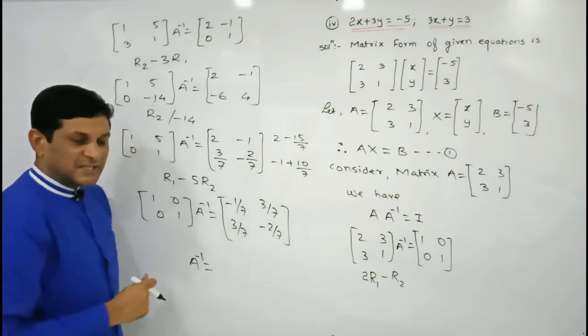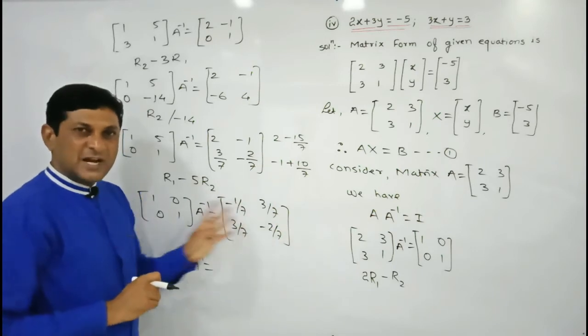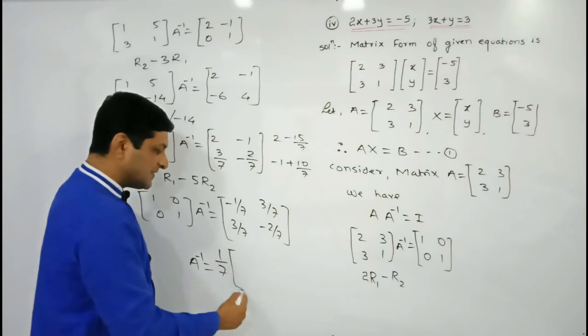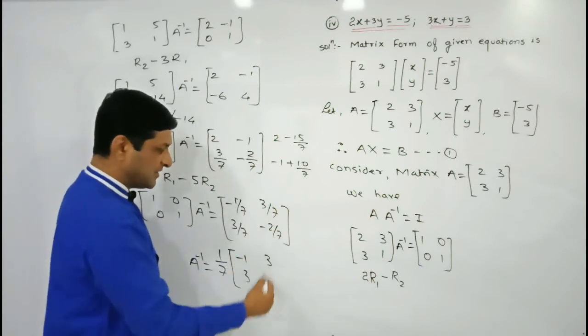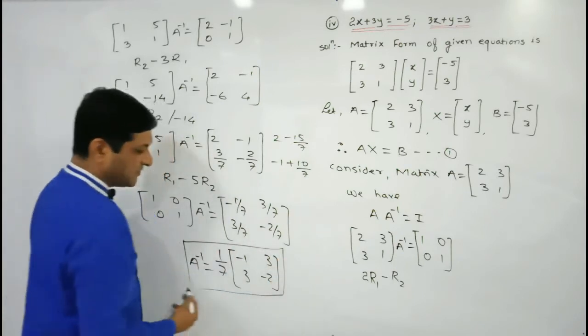We can easily observe that the denominator of every element is 7. So we are taking 1 by 7 common from all the elements. If I am taking 1 by 7 common, what will we get here? Minus 1. Here we will get 3. Here we will get 3. And here we will get what? Minus 2. In this way, we have got the inverse of matrix A.